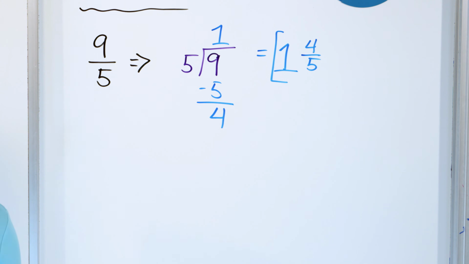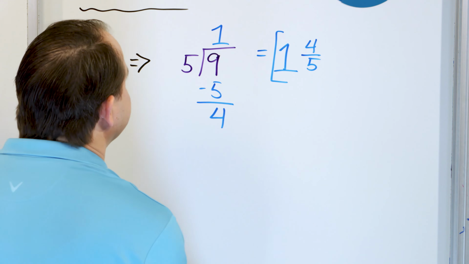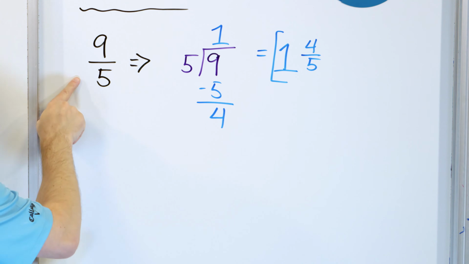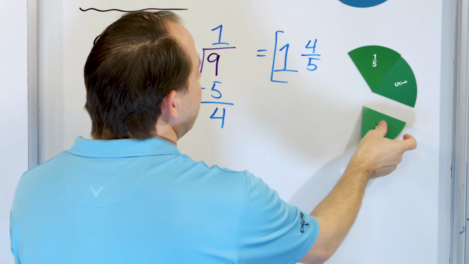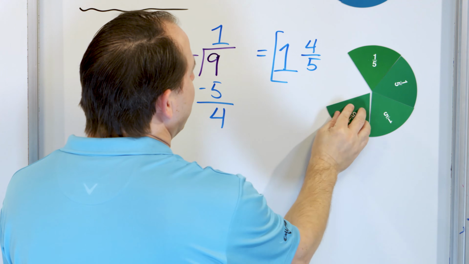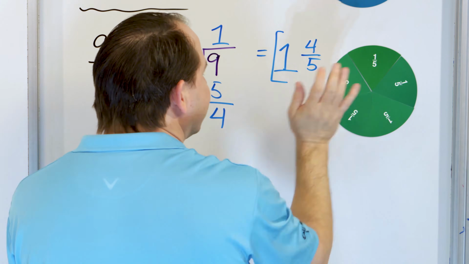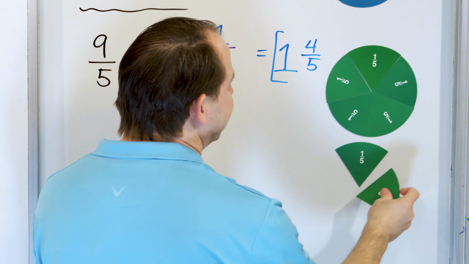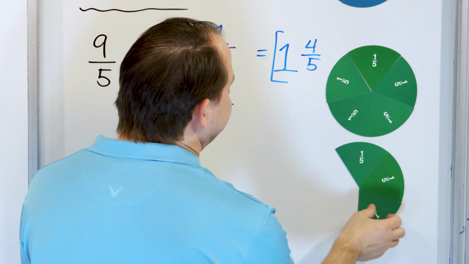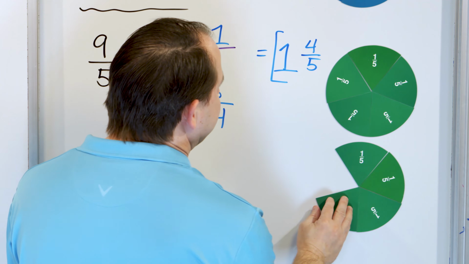Let's make sure and see if we agree that this is the case. We said we had 9/5, so we're going to count by fifths. Here's 1/5. Here's 2/5, here's 3/5, here's 4/5, here's 5/5. That makes a whole right there, but we have 9/5. We have to keep going. 6/5, 7/5, 8/5, and here is 9/5.